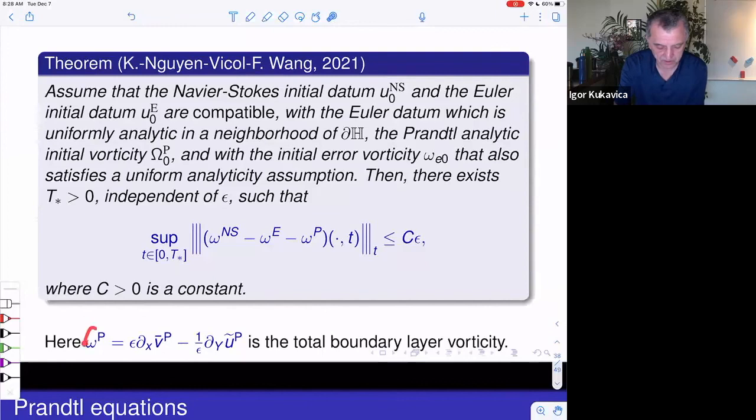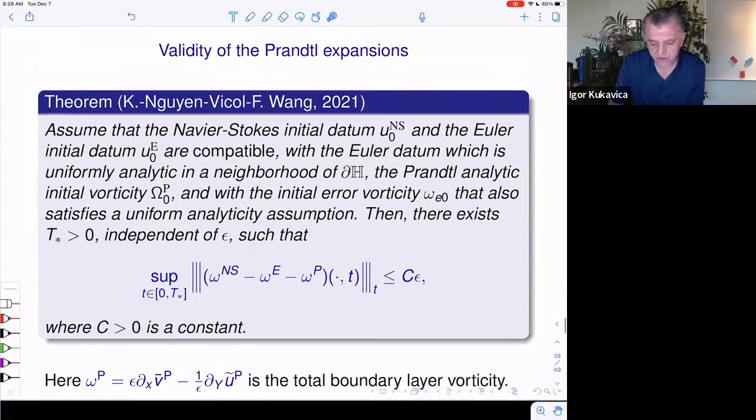Yeah, so omega p, this is the Prandtl vorticity. I meant to talk a bit about the Prandtl equations also, but maybe that's for another time. So it was more like just in case.